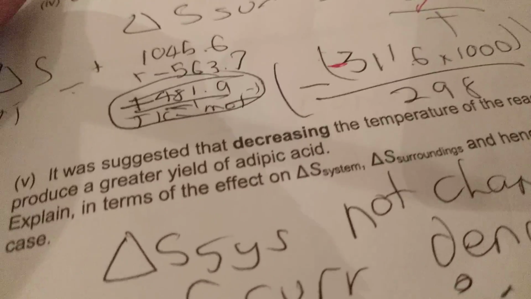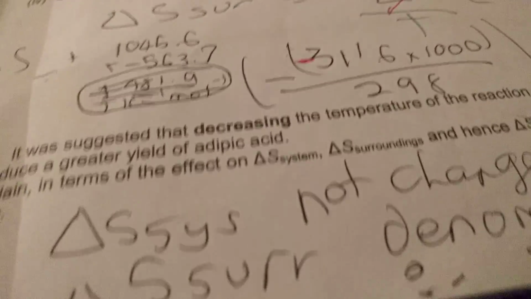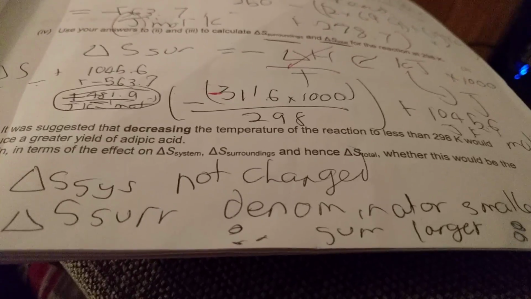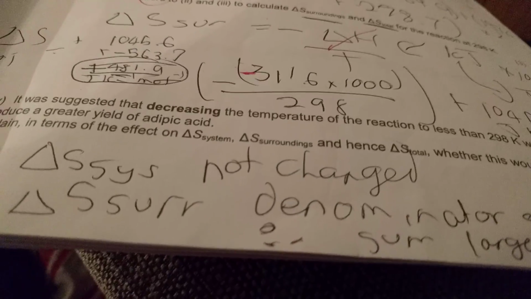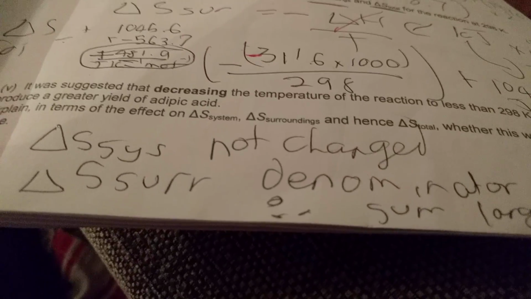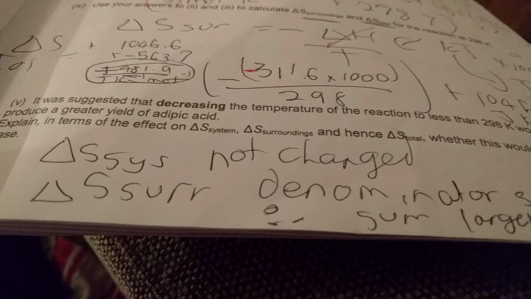In the next question, it's asking you to explain whether decreasing the temperature is going to increase the entropy of the reaction. So those of you who talk about Gibbs, it's not going to be relevant, it's not going to be helpful in this case, because it's not asking you to calculate the impact on Gibbs, it's asking you to calculate the impact on the entropy of the system, the entropy of the surroundings, and the total entropy.